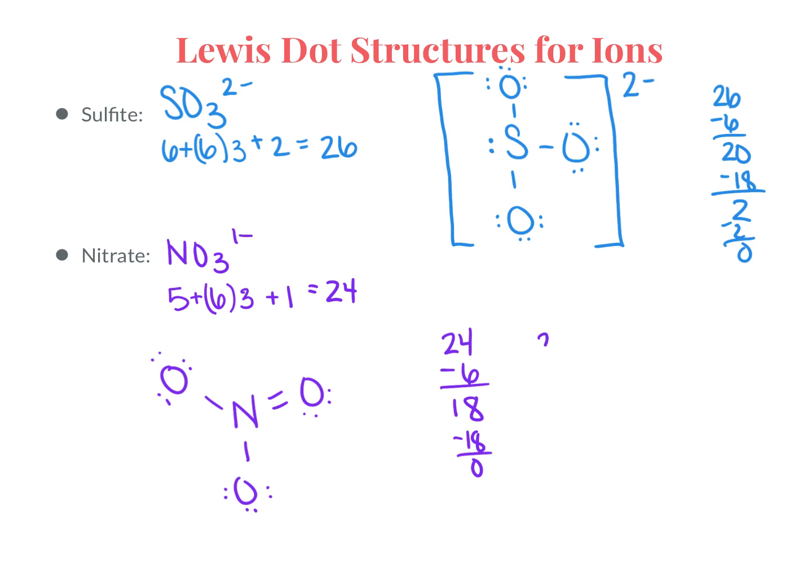New tally. I started with 24. I now use 2, 4, 6, 8. I should have 16 left. I've used 2, 4, 6, 8, 10, 12, 14, 16. So this time, does every atom have a filled octet? Yep. Did we use all of them? Mm-hmm. Last step, what do we have to add? Brackets. Add your brackets.